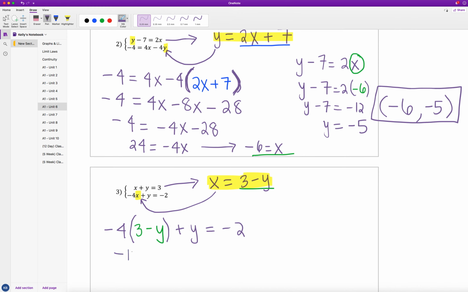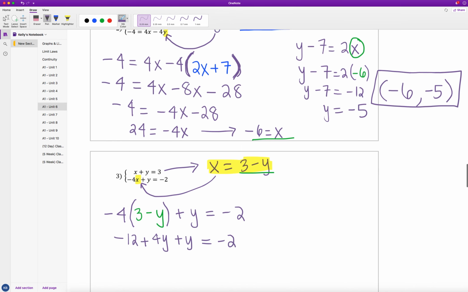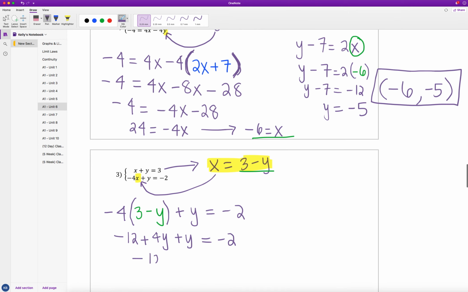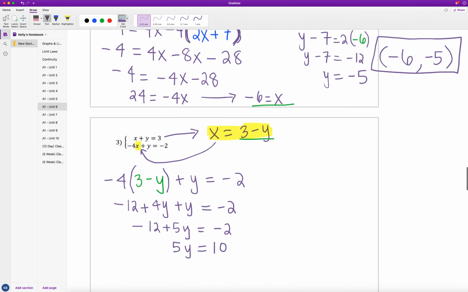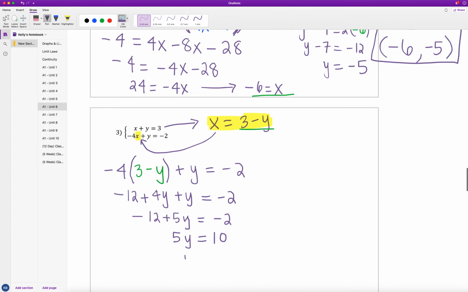I'll distribute the -4, and we'll get -12 plus 4y plus y equals -2. We can combine like terms on the left side and get -12 plus 5y equals -2. We can add the 12 to the other side and get 5y equals 10. Dividing through by 5 will give us y equals 2.